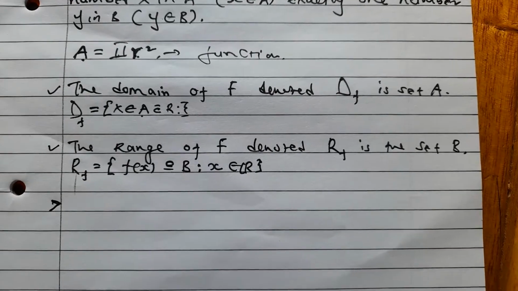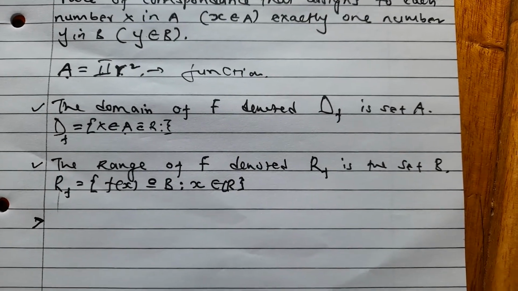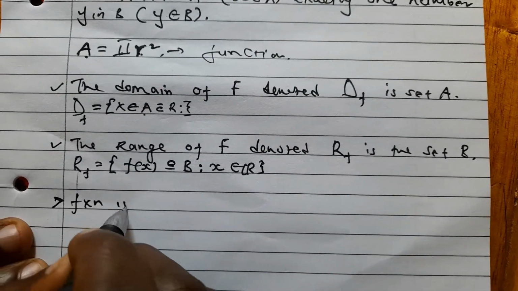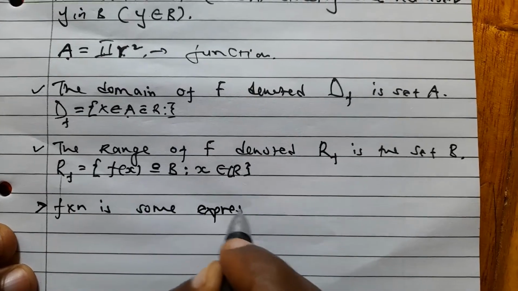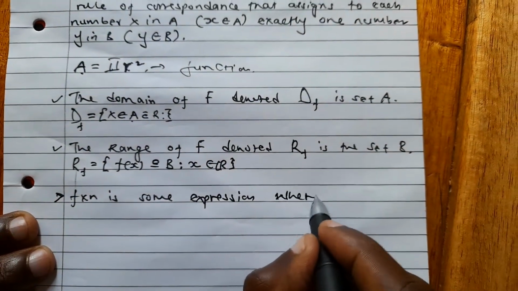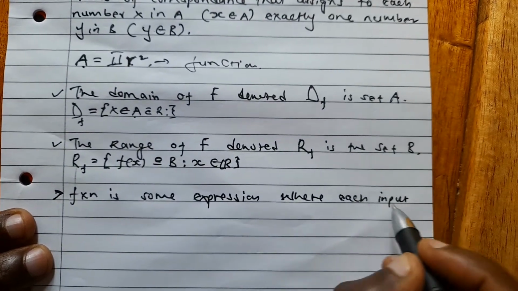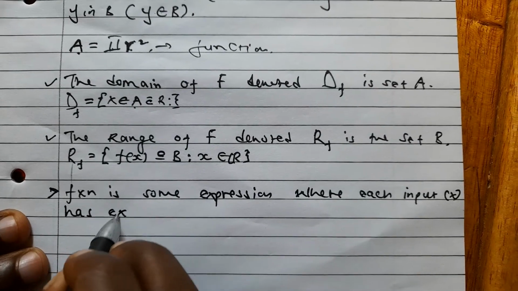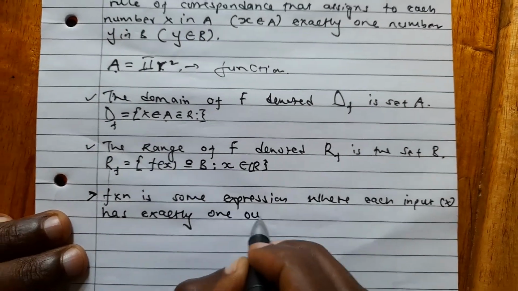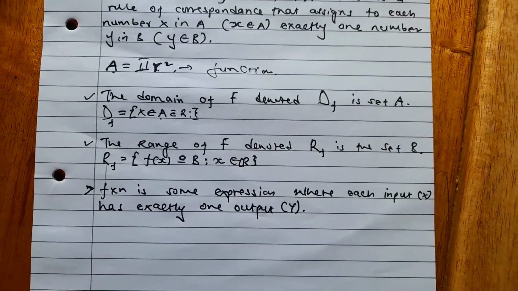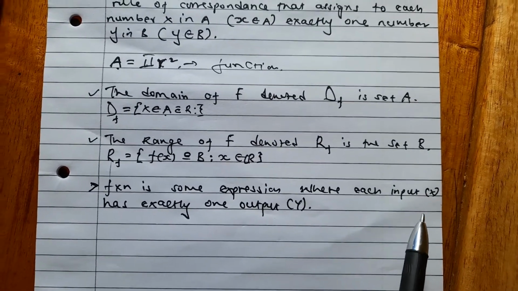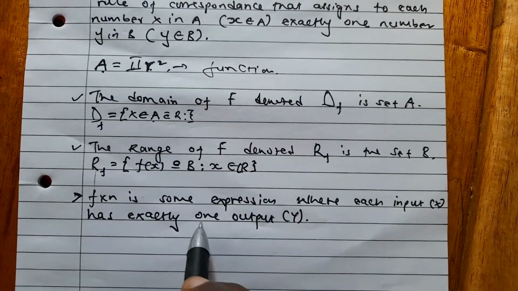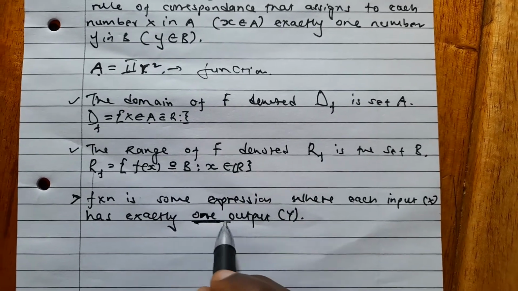You realize, basically, in layman's terms, a function is an expression where each input has exactly one output. So we can say a function is some expression where each input, and we can say this input is X, like for our case, has exactly one output. That is Y. So basically, if we take a value of X and plug it in a function, then that must give us only one output. Very important, only one output.